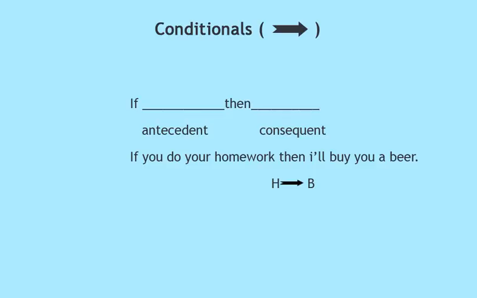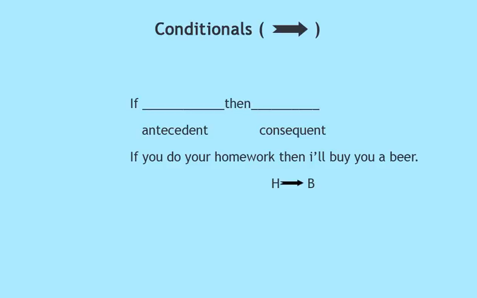The third one we're going to talk about is conditionals. We usually use an arrow as a symbol for conditions. And the sentence structure is if an antecedent, then a consequence. For example, if you do your homework, then I'll buy you a beer. We use H to represent do your homework and B to represent buy you a beer.